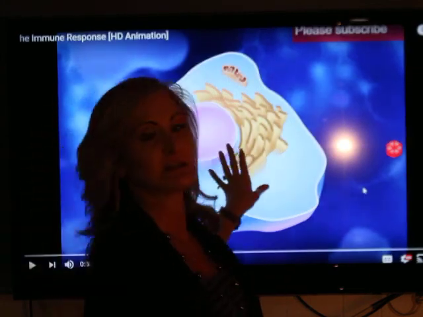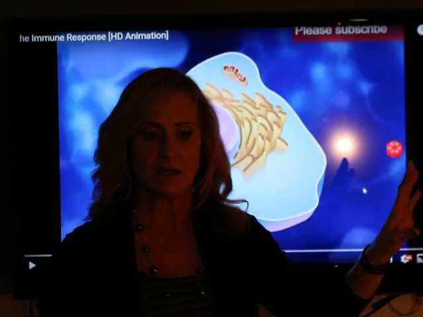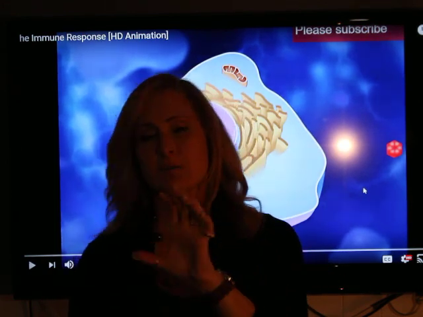But as people develop and get older, when the body is exposed to an antigen, and I will show you what that looks like in a second, which is basically something the body doesn't like, it could be a virus, malignancy, something that the body doesn't like, that is an antigen, and the body will develop antibodies to it. That is called active acquired immunity. This is why we vaccinate babies.